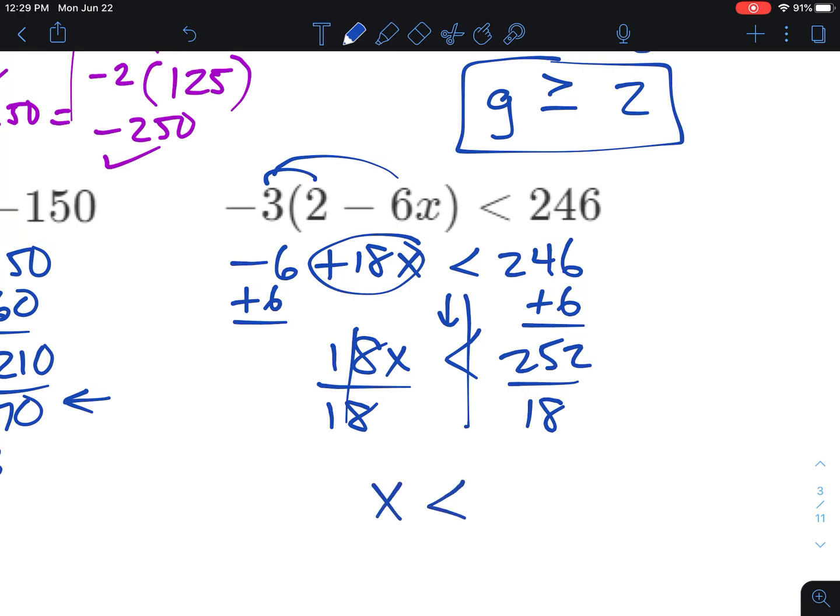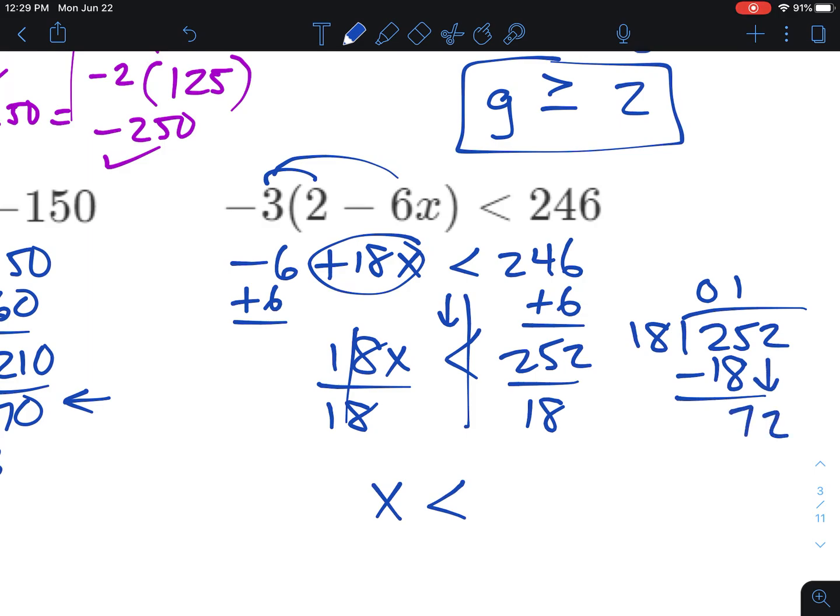This one, to be honest, I don't know what that is, so I'm going to do some long division. 18 goes into 25, or 0 times, 25 once. 25 minus that, 18, would be 7. Bring down the 2. 18 goes into 72. Well, 36 goes into 72 twice, so 18 is half of that, so it must go in twice as many times, so 4. So 4 times 18 is 72. Boom, there we go. So x is less than 14.